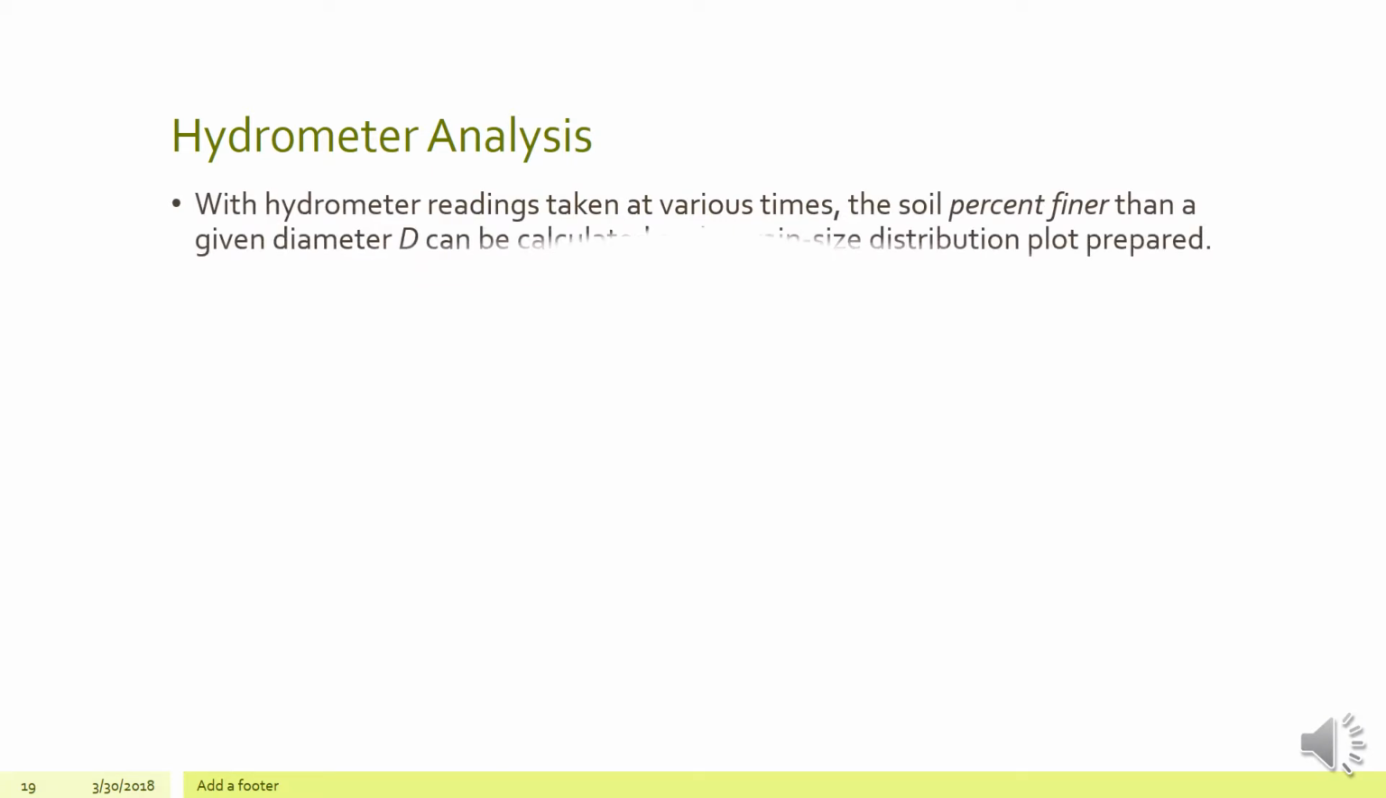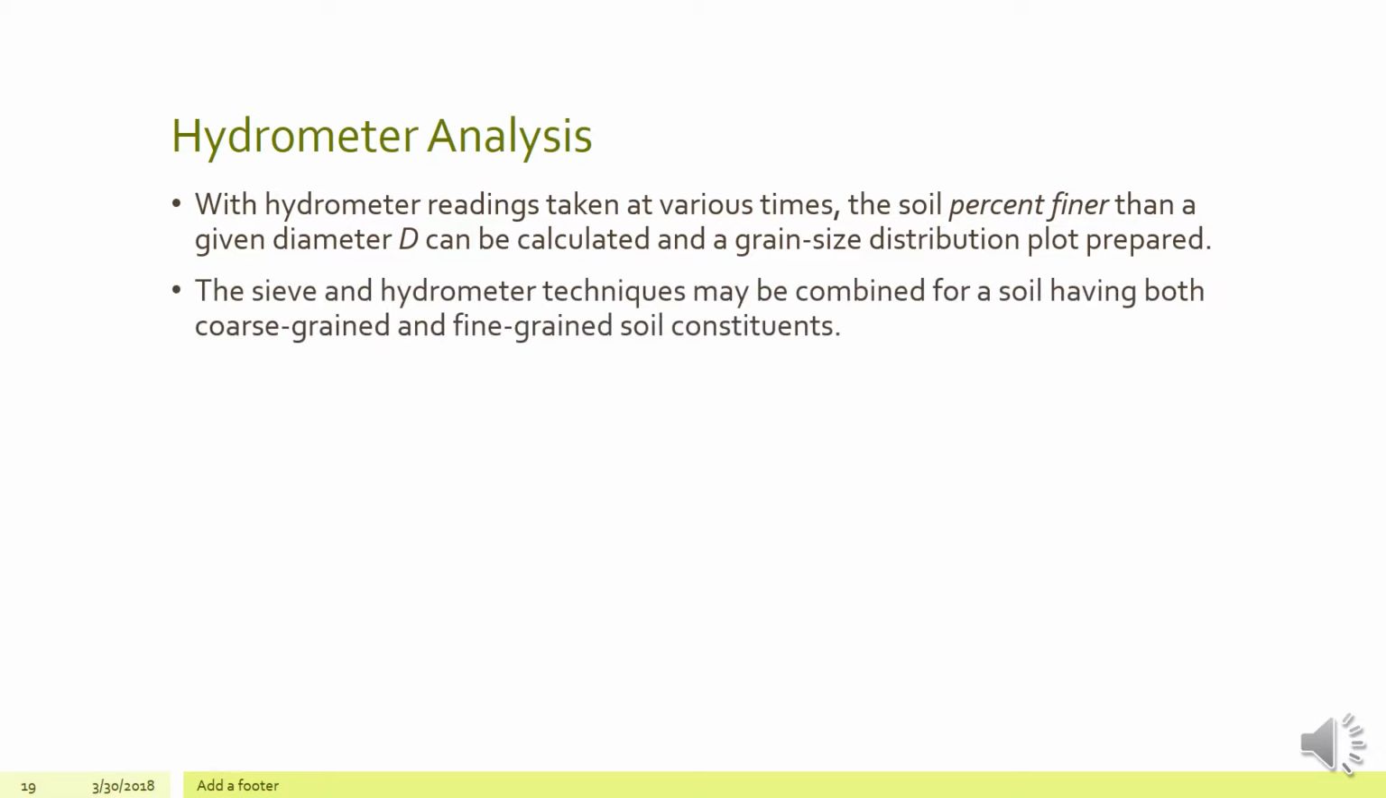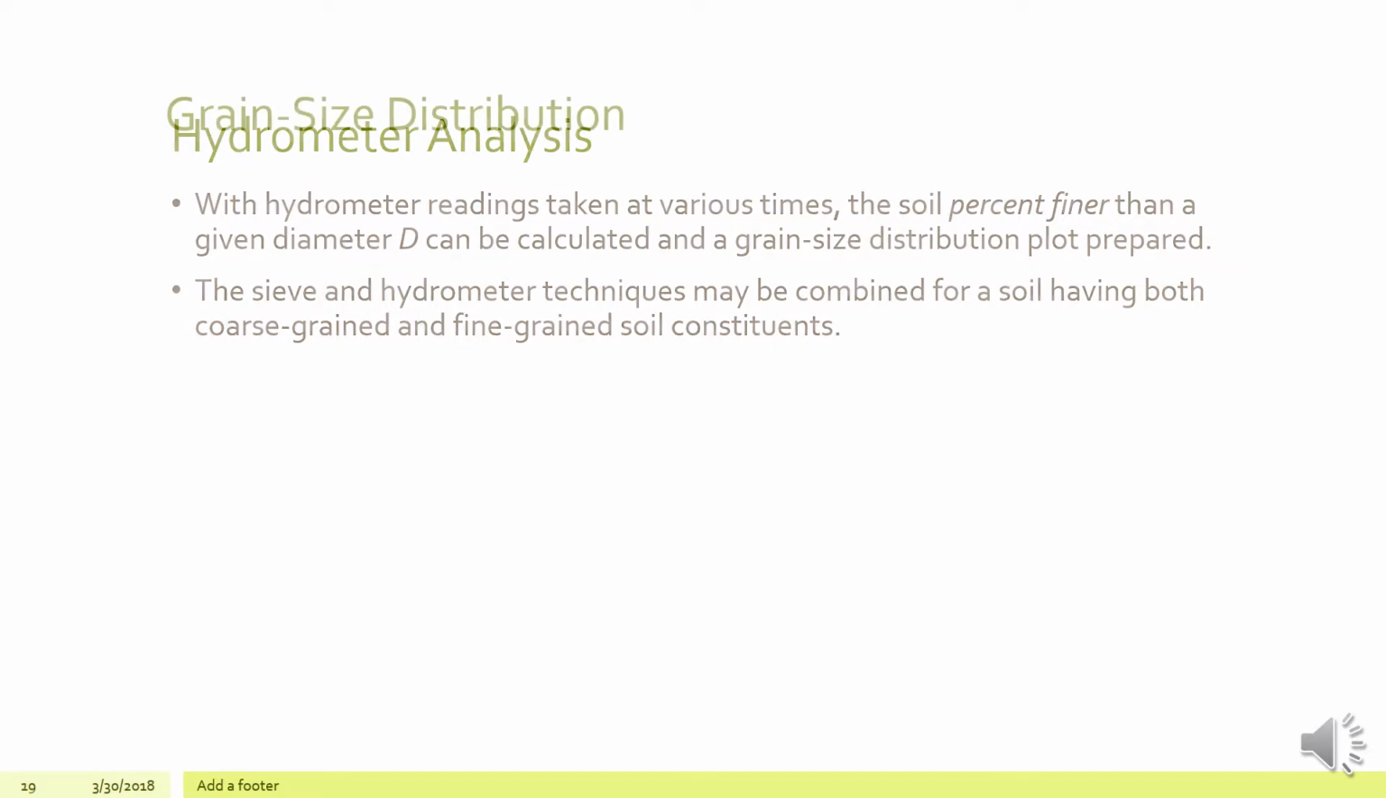Let's take a look at the hydrometer analysis. With the hydrometer, readings are taken at various times, and the soil percent finer than a given diameter D can be calculated and a grain size distribution plotted. The sieve and hydrometer techniques may be combined for a soil having both coarse-grained and fine-grained soil constituents.